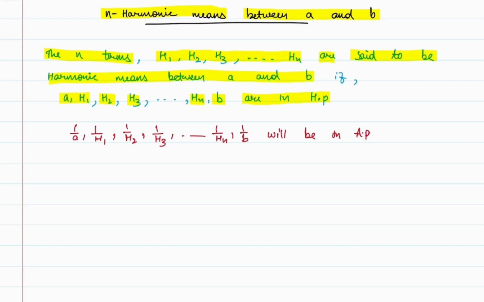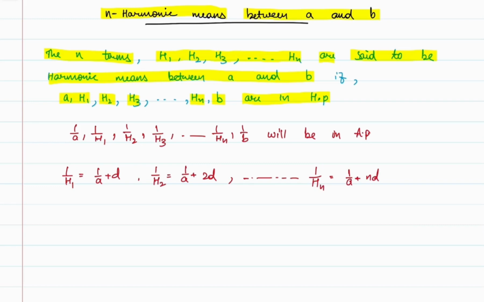Now considering that the common difference of this particular AP is d, the second term will be equal to the first term plus the common difference, and the third term will be equal to the first term plus 2 times the common difference, and so on up to the n plus 1th term, which is 1 by hn, which will be equal to 1 by a plus n into d.